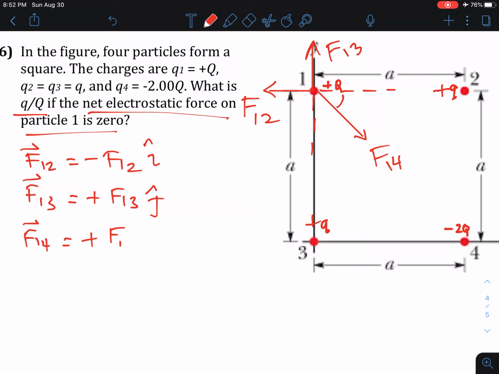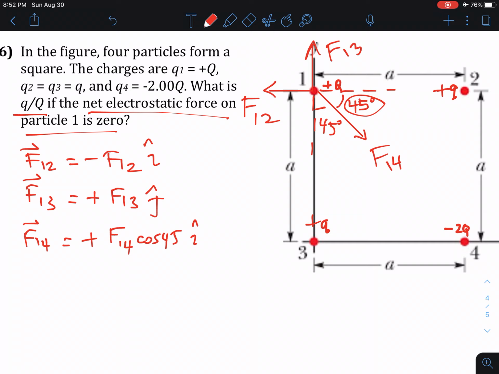F(1,4) is pointing towards 4, and that's the diagonal of a square. And that diagonal is going to split the 90 degrees into a nice 45 degrees, right? Since it's 45, it doesn't really matter if you use sine or cosine, because cosine 45 and sine 45 are the same. But I'm going to choose this angle, so I'm writing the x component as, first of all, positive because it's to the right, and it's going to be cosine 45 i hat.